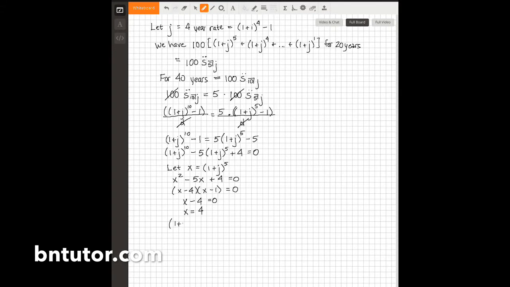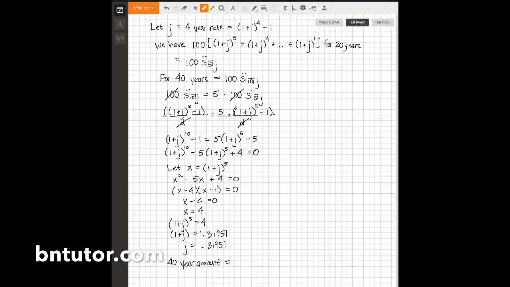X we had defined as being equal to 1 plus J to the 5th, so this is equal to 4. We'll take the 5th root of both sides of the equation and have 1 plus J is equal to 1.31. Then subtract the 1 from both sides to give us a 4-year interest rate J of 31.951%, just a little short of 32%. We now have everything we need to be able to calculate the amount X, which was the amount accumulated at the end of 40 years.